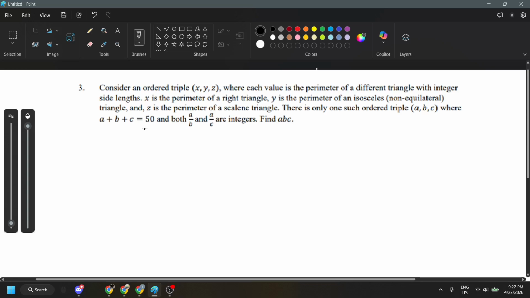There is only one such ordered triple A, B, C, where A plus B plus C is equal to 50, and A over B and A over C are integers. Find A, B, C. So B must divide A, and C must divide A.